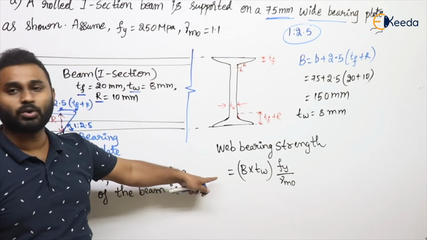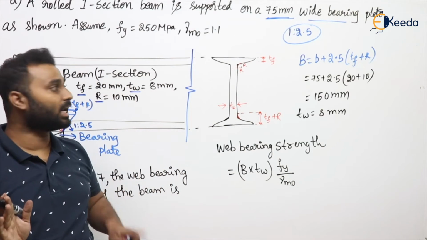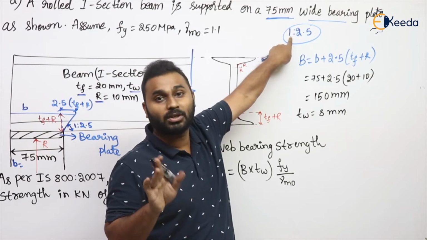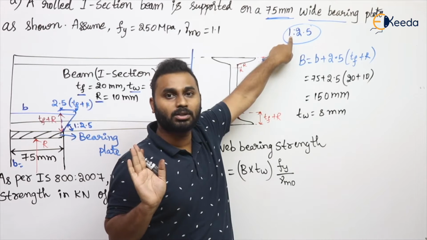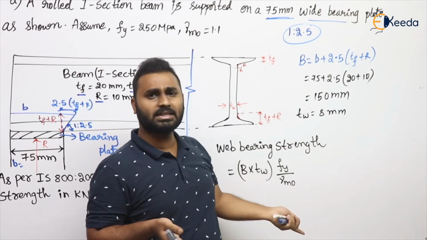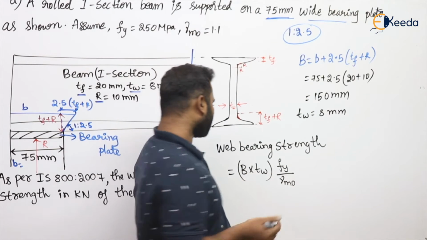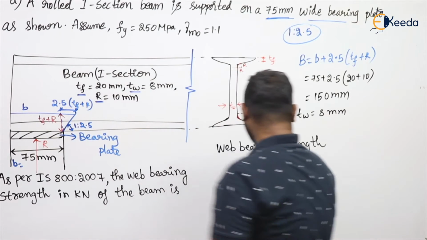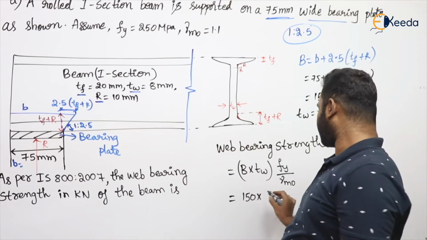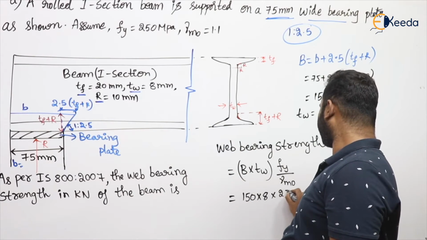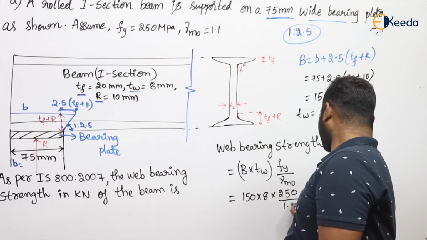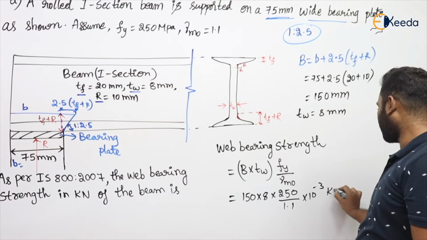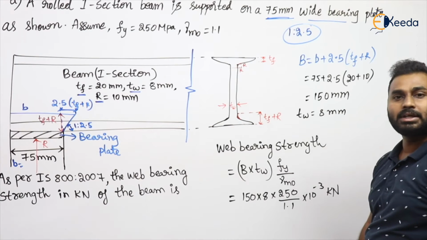Now everything is known to us. The only thing we have to calculate is this capital B. For calculating that capital B, we need to know this provision. Once we have the knowledge of this provision, everything is easy. As I said, this is one line. Now B is 150. TW is 8. So 150 into 8 into 250 by 1.1 into 10 raised to minus 3. Then we'll get the answer in kilonewton.